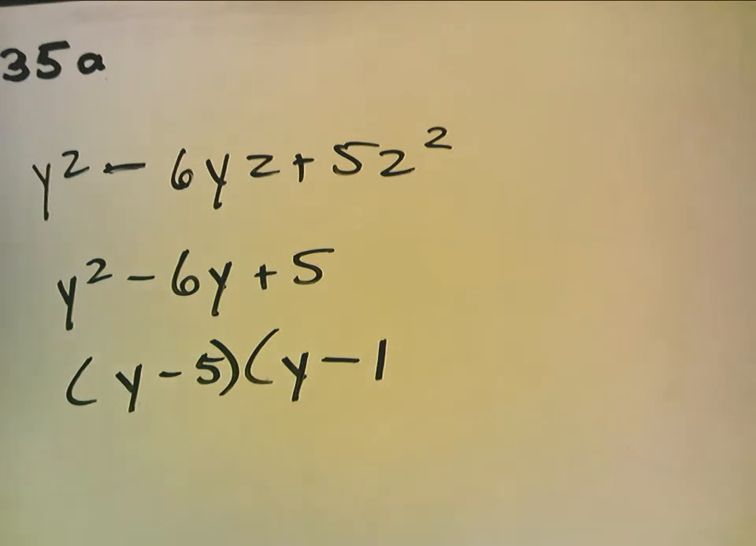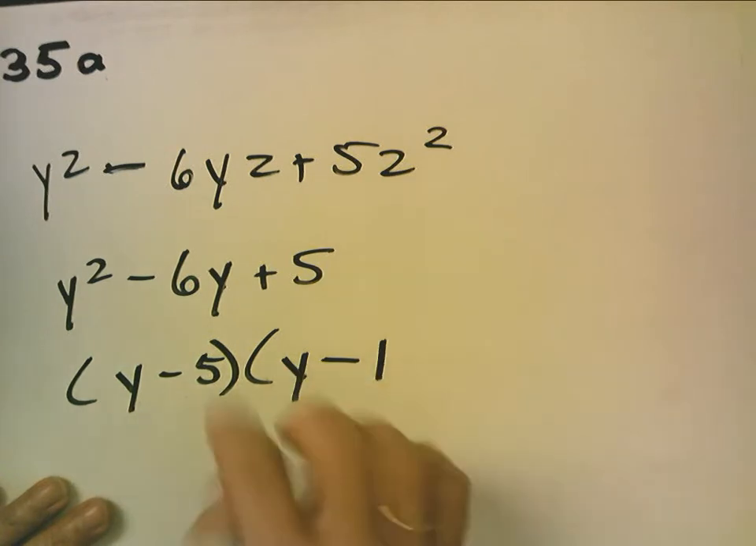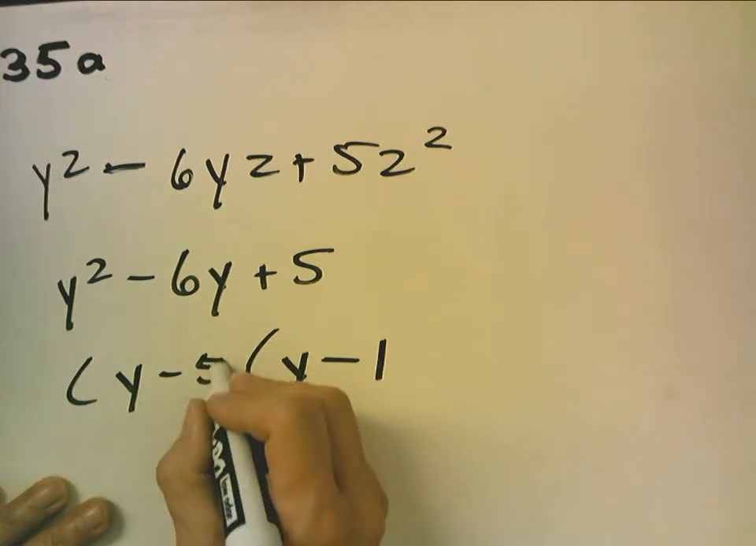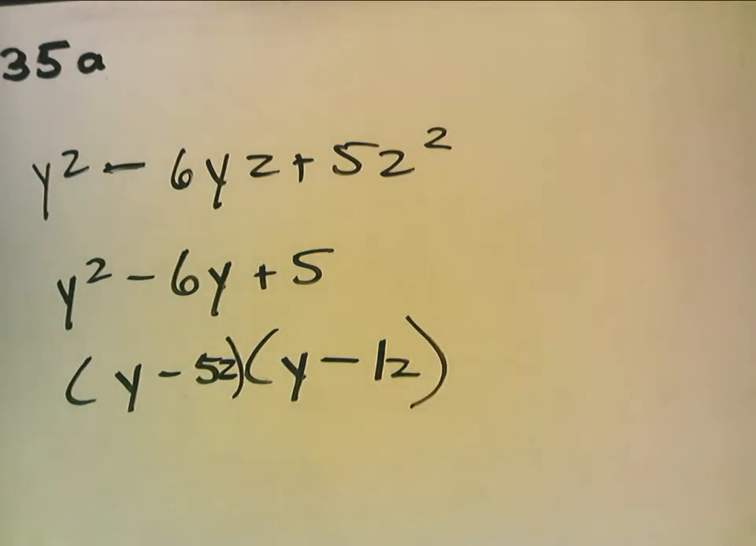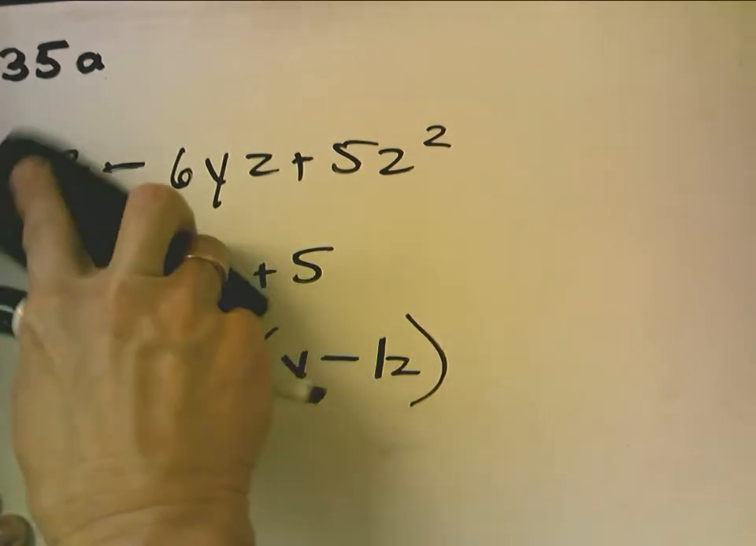And so that equals positive 5, which adds up to negative 6. So I have to add a z there and a z there, and I'm done, because y squared minus yz minus 5yz is minus 6yz plus 5z squared. Okay, so that's how you handle double variables.